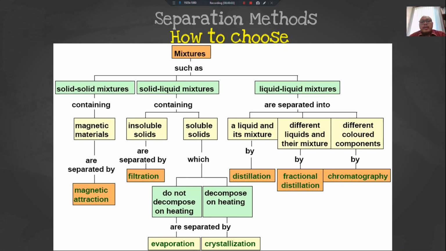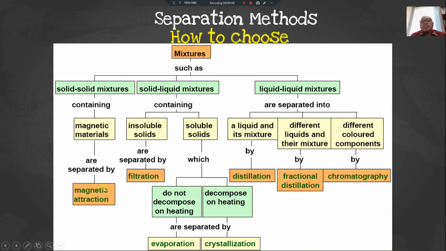The next one is how to choose the separation methods. It depends on the type of mixture you have. It's not necessarily that you need to follow exactly what is suggested here. Whatever we have here, you can actually suggest more. For example, you have a solid mixture containing magnetic material, you can separate them by magnetic attraction.